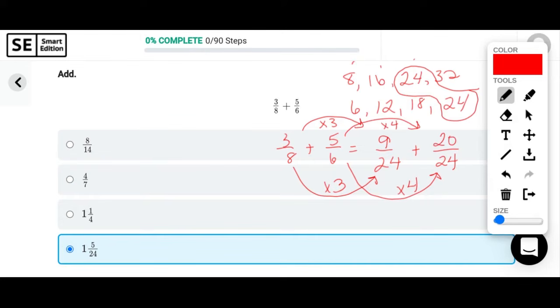So this is my new problem to solve. I'm going to do 9/24 plus 20/24, and that will give me 29 over 24, which again, I need to turn into a mixed number. So 24 goes into 29 once with 5 left over. So you'll see either way, we get 1 and 5/24.